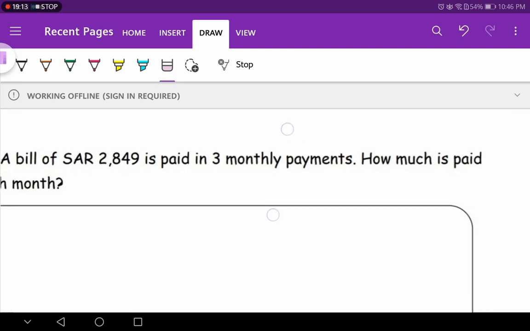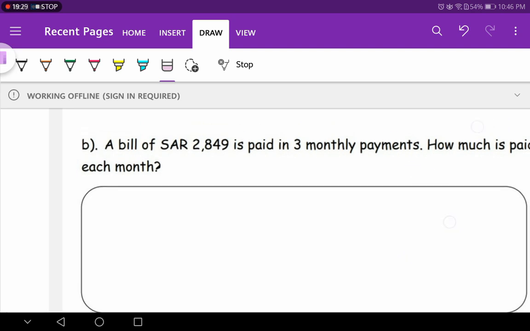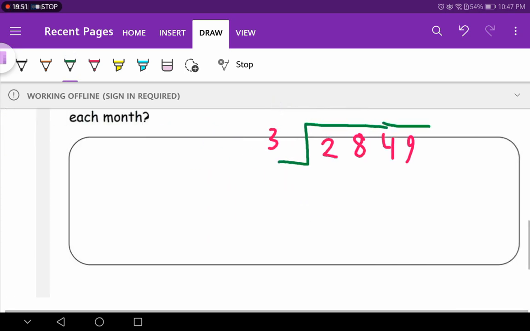Now the last question here. A bill of 2,849 Saudi Riyal is paid in 3 monthly payments. How much is paid each month? Actually here, my dear student, in this test, go and do the long division directly. Don't hesitate. So 3 outside and 2,849 inside. And you do what you know from before.